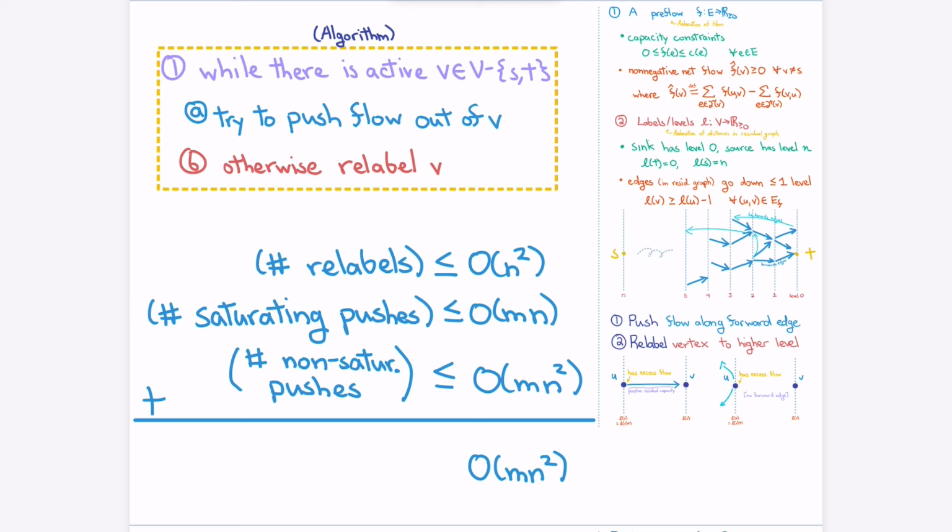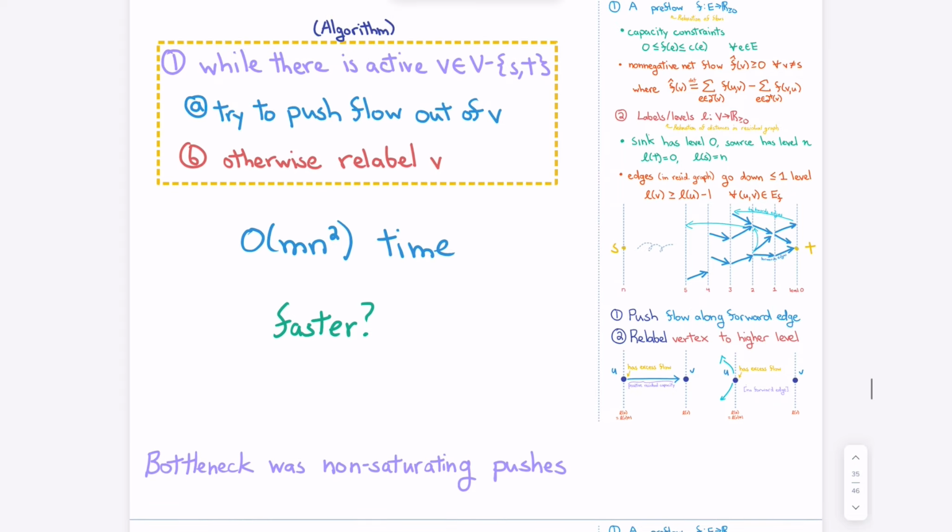I'm glad you asked. So can we do better? We did an algorithm where we did not care about which vertex we chose to push. Can we maybe try different strategies to get better bounds? What are some strategies we can try?